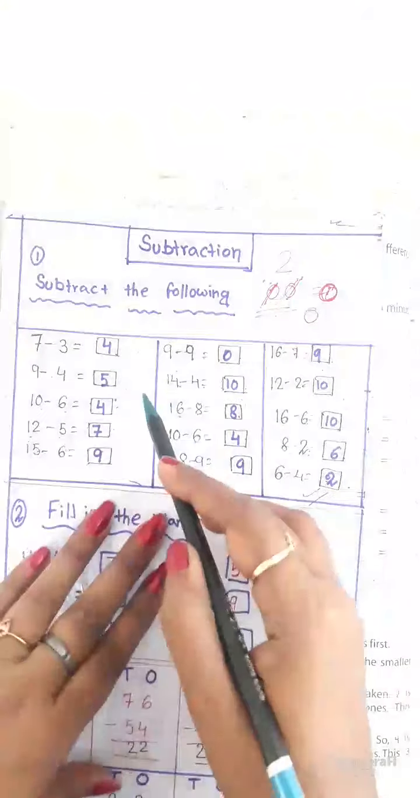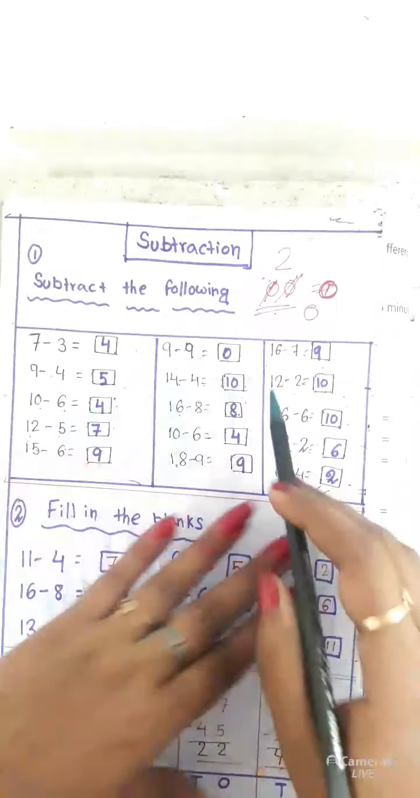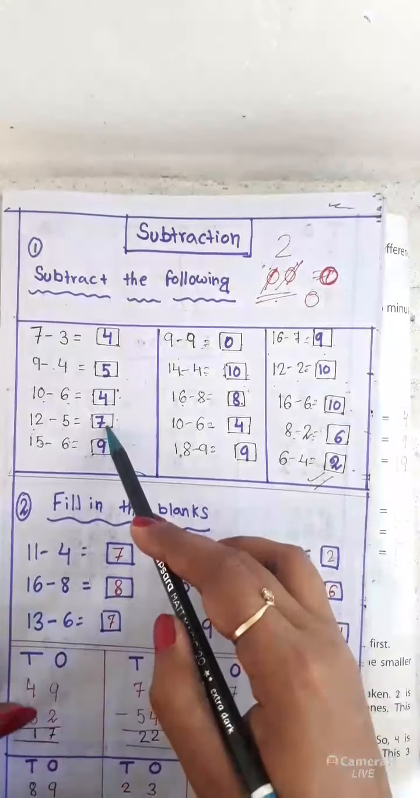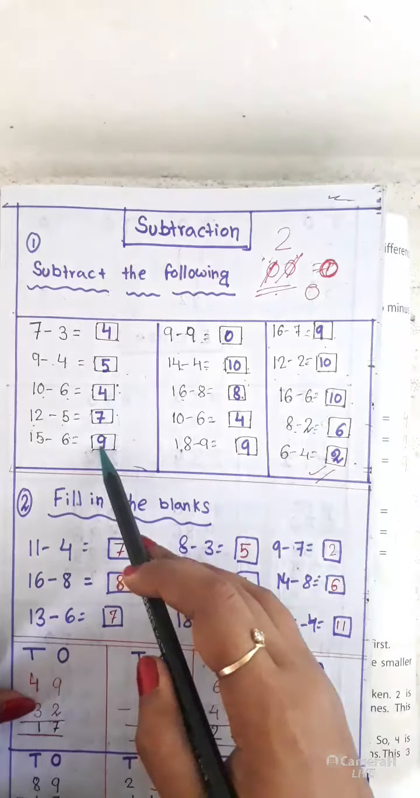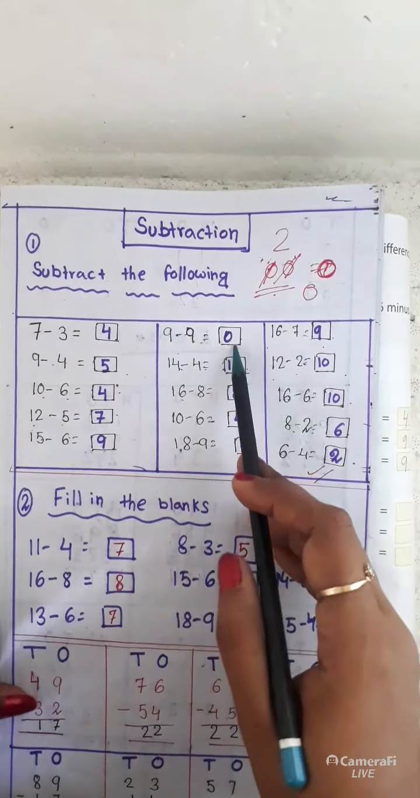9 minus 4 is 5. 10 minus 6 is 4. 12 minus 5 is 7. 15 minus 6 is 9. 9 minus 9 is 0. Why is it 0? Now I am going to show you that.